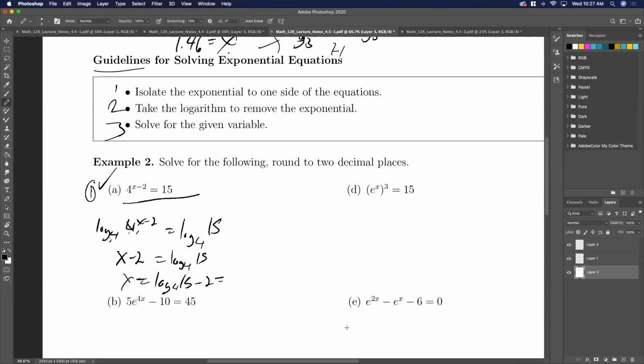You just crunch it through any calculator you like. For these, we're going to round to 2 decimal places. On the exam, you round to 2 decimal places. Okay. So this would be 3.95. And so that's how we solve this one.